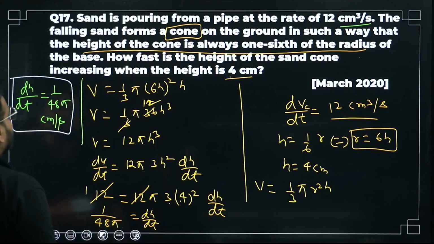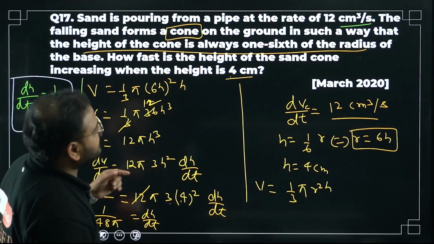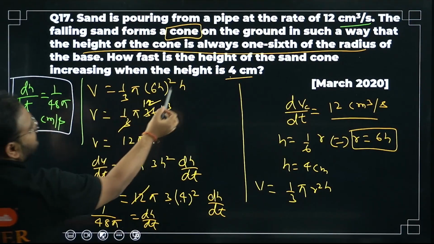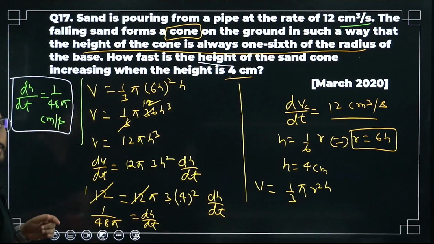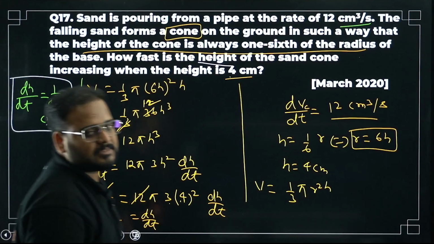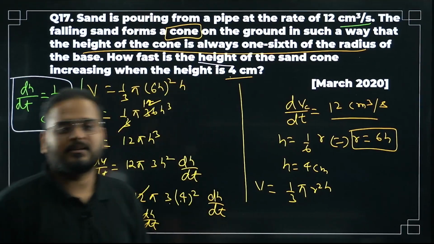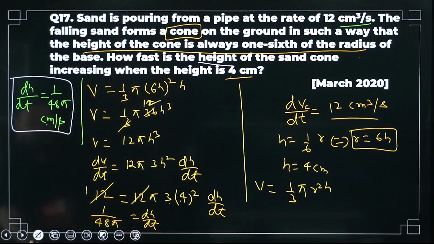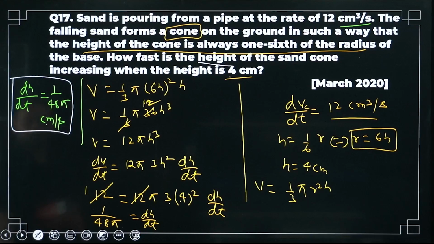How fast is the height increasing for the cone? The answer is 1 by 48 pi centimeter per second. Is that clear? Simple question, extremely simple. Question number 17 is done. Question number 18 we will solve now.